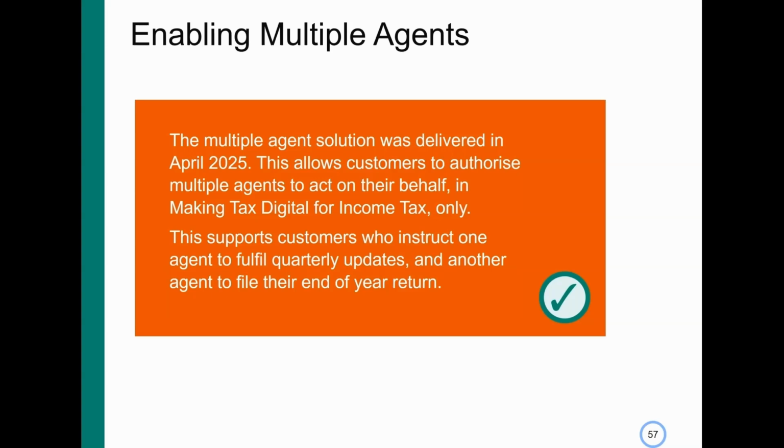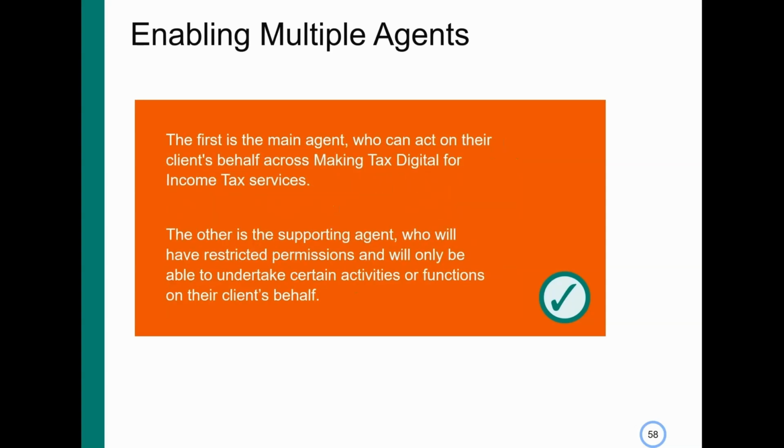There will be 2 categories of agent under the multiple agent solution. The first is the main agent, who will be able to act on their client's behalf across all Making Tax Digital for Income Tax services. If you are an existing authorized agent for a client submitting their self-assessment tax return, you will be their main agent.